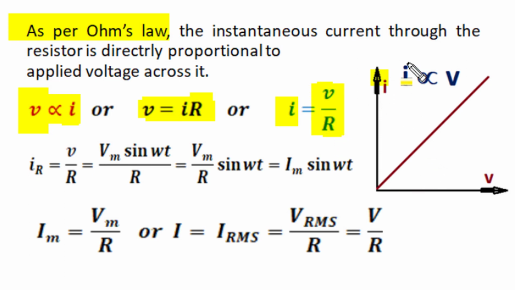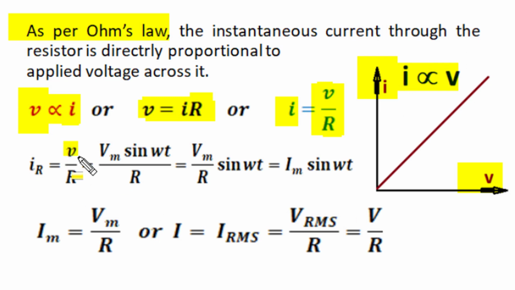Since current and voltage are proportional to each other, if we make voltage n times, the current will also become n times. So there exists a proportional relation between the applied voltage across resistance and the current flowing through the resistance.